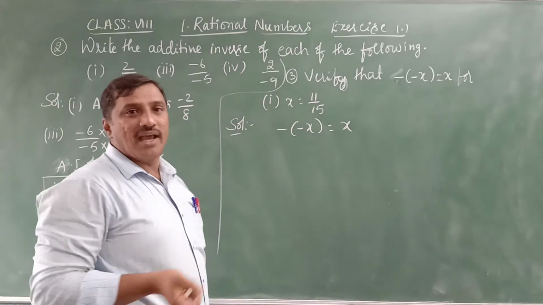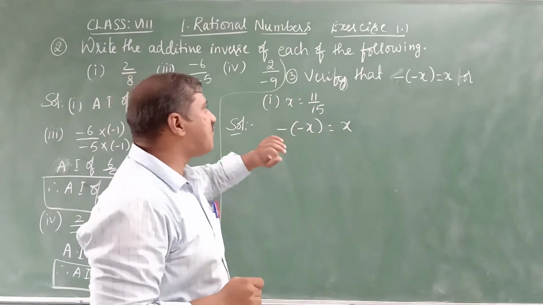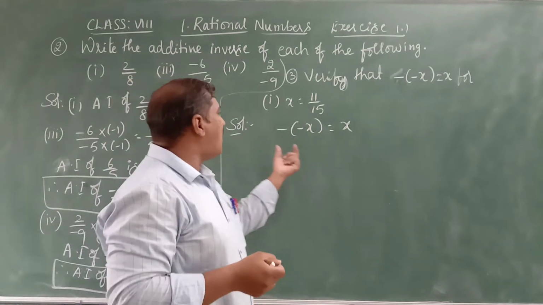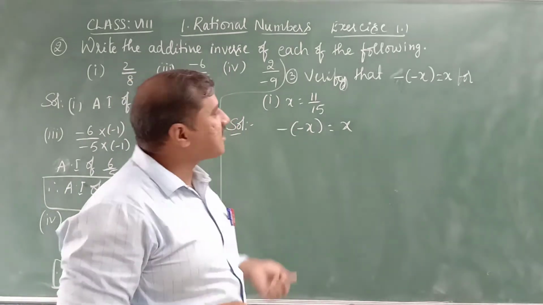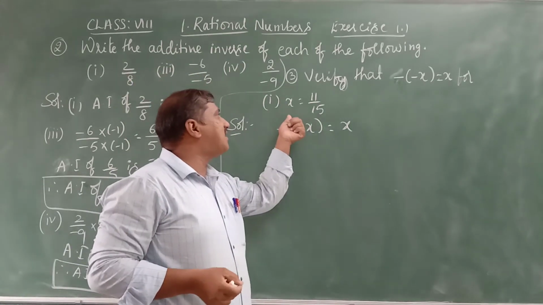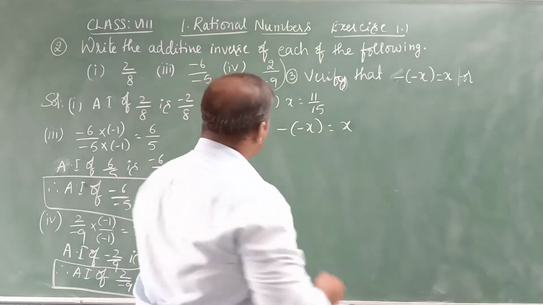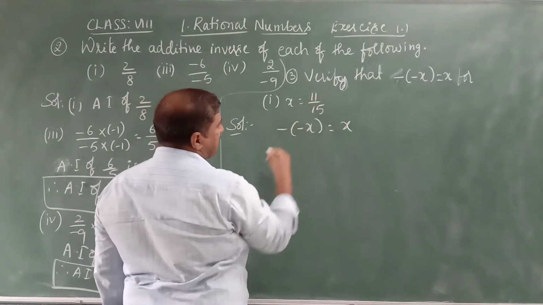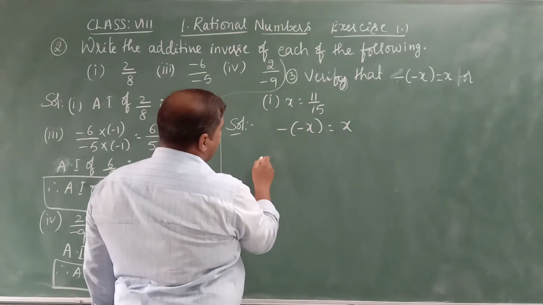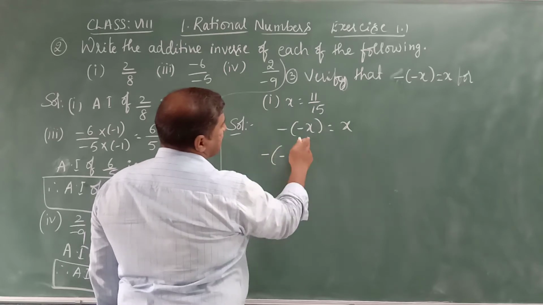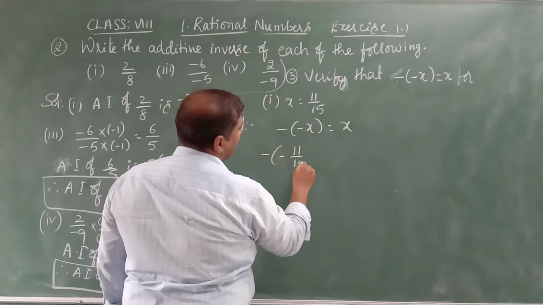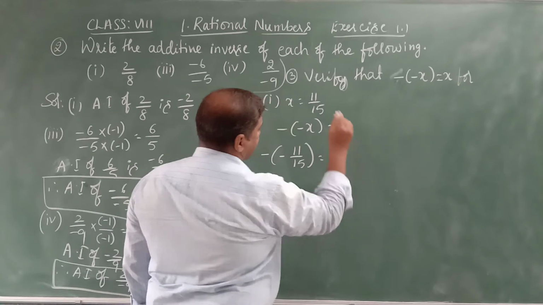We need to prove LHS is equal to RHS. If you check that LHS is equal to RHS by substituting the value of x as 11 by 15, then it is verified. So substitute x equal to 11 by 15 in place of x, then we get minus of minus x is equal to 11 by 15, that is equal to x.